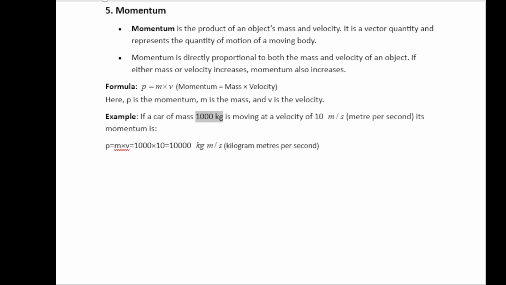Example, if a car of mass 1000 kilograms is moving at a velocity of 10 meters per second, its momentum is p = m × v = 1000 × 10 = 10000 kilogram meters per second.